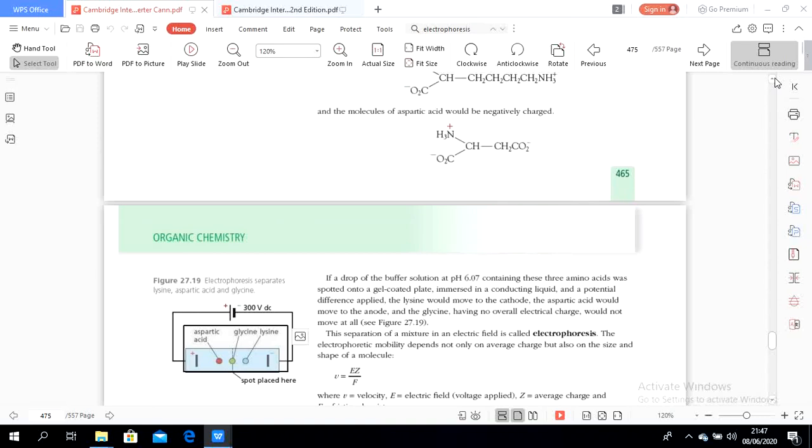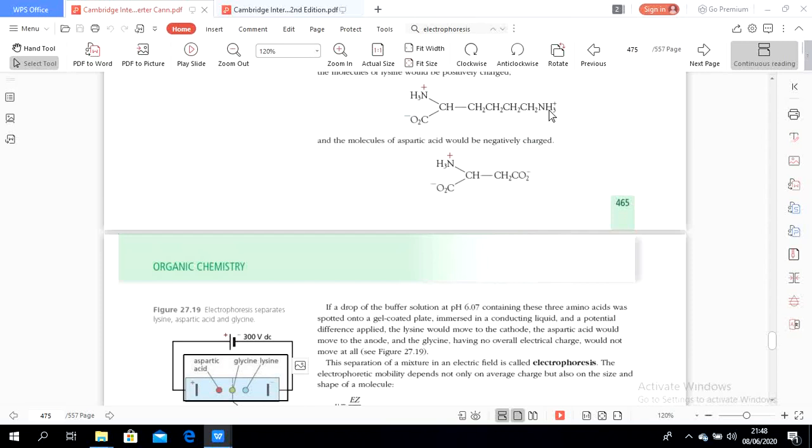So in pH 6.07 buffer solution, look here, aspartic acid has two negative ions. These two negative ions will be attracted to the positive side of the battery. That makes the aspartic acid attracted to the anode. While the lysine here contains two positive ions, which means the molecule becomes positive. The positive will be attracted to the negative side of the battery, and the negative side of the battery is called the cathode. This separation of a mixture in an electric field is called electrophoresis.